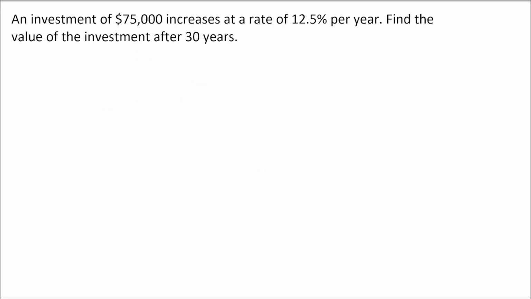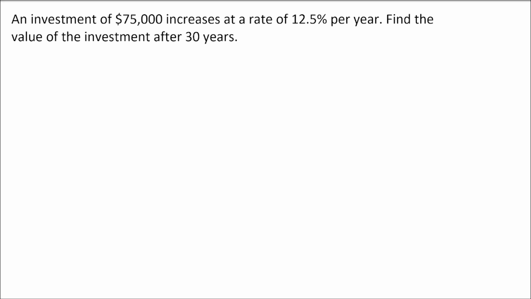An investment of $75,000 increases at the rate of 12.5% per year. Find the value of the investment after 30 years. We're going to use our regular exponential growth formula for this. This isn't anything like compound interest. We're just being told the investment increases 12.5% per year. So after 30 years, what will this be worth?